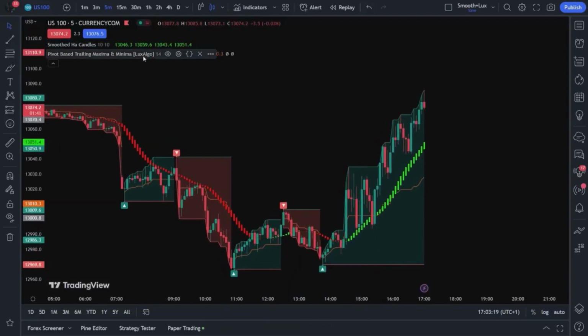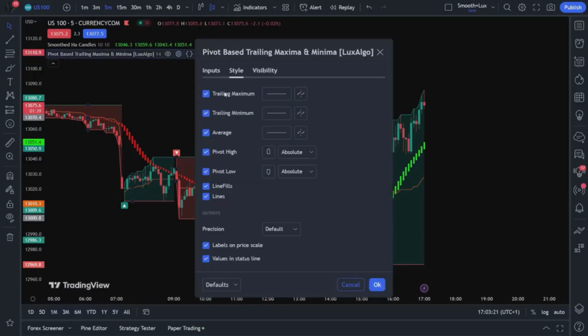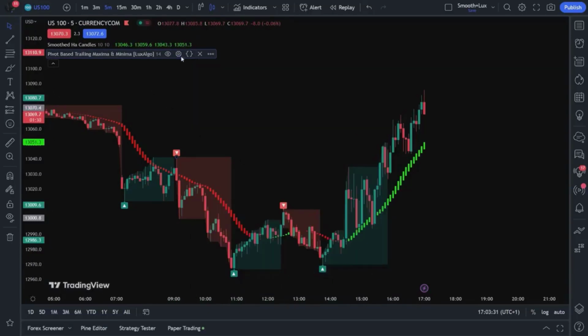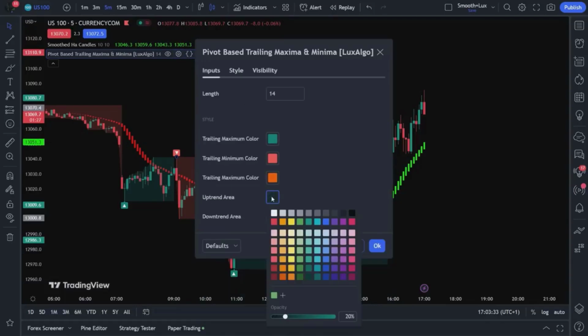Once we have done that, head over to the Pivot-Based Trailing settings, go to Style, and remove all the options except Pivot High and Pivot Low. Also, head over to Inputs, and change the uptrend area opacity to 0, and the downtrend area opacity to 0.